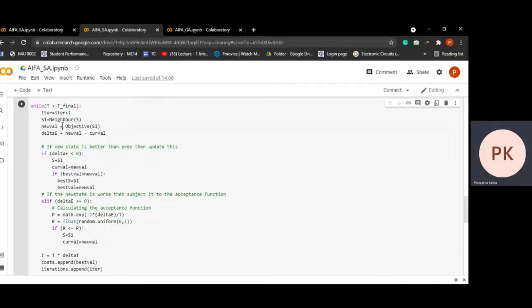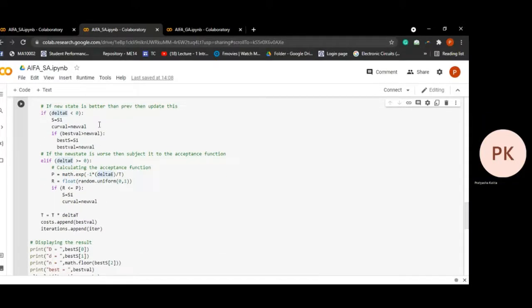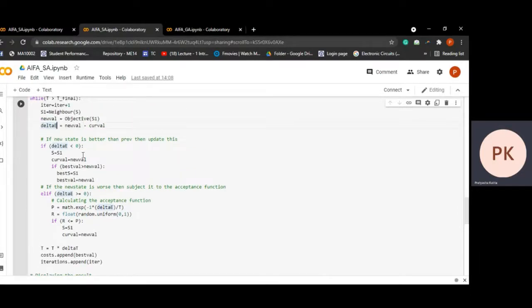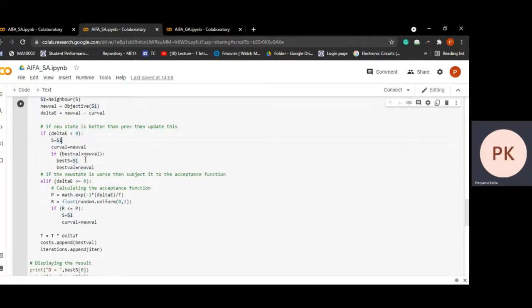So here we will obtain the neighbor for a state S. S1 is the neighbor for state S. Then we obtain the value of the objective function at state S1. We will obtain delta E, which is the difference between the new value and the current value. In case the new state is better than the previous state, we have delta E less than 0. So in that case, we do the updates, and if the best value up till now is worse than the new value, then we will update the best value and the best S as well.